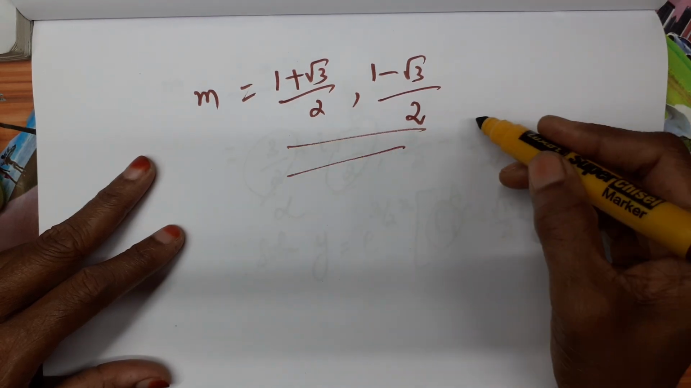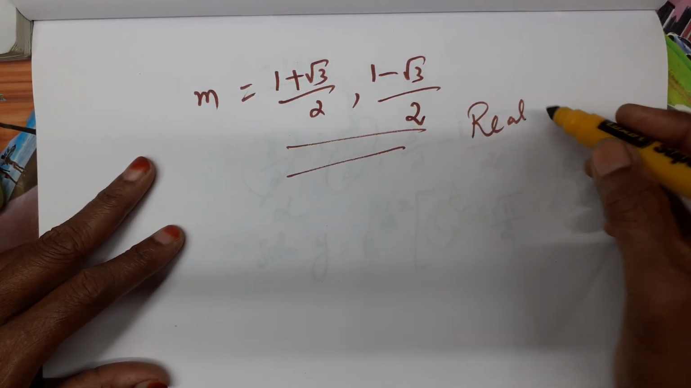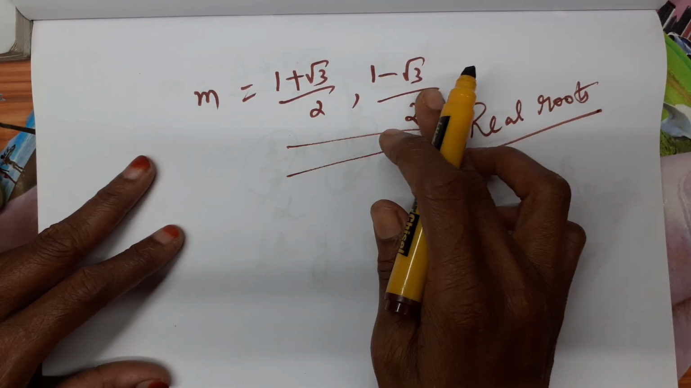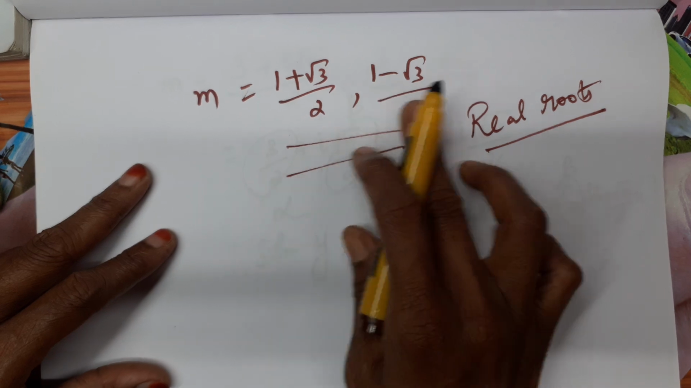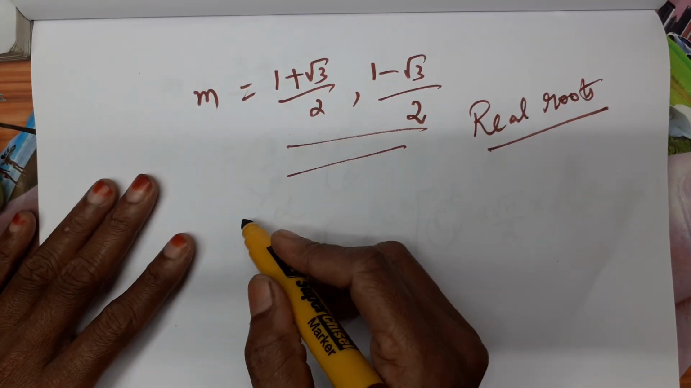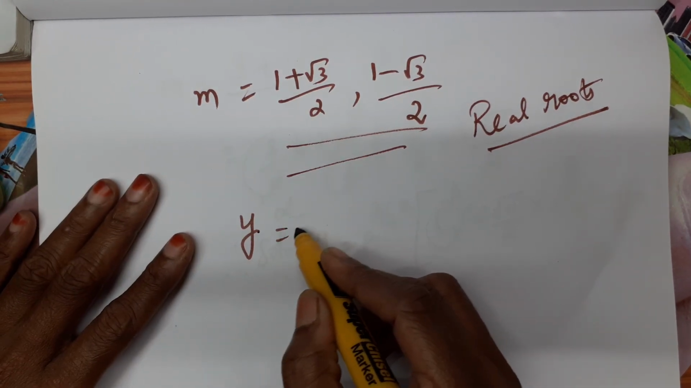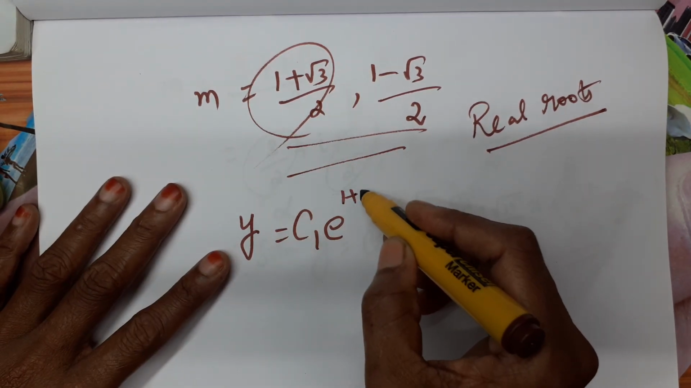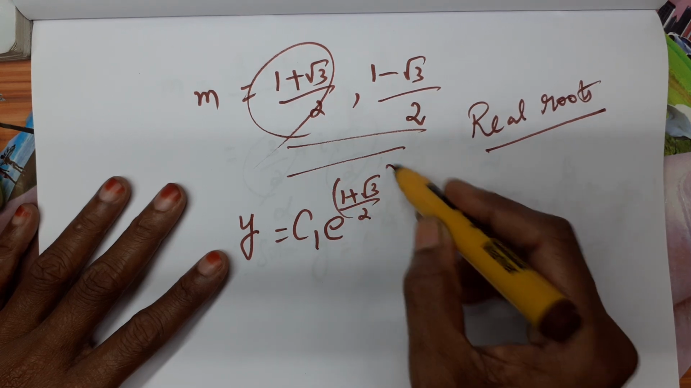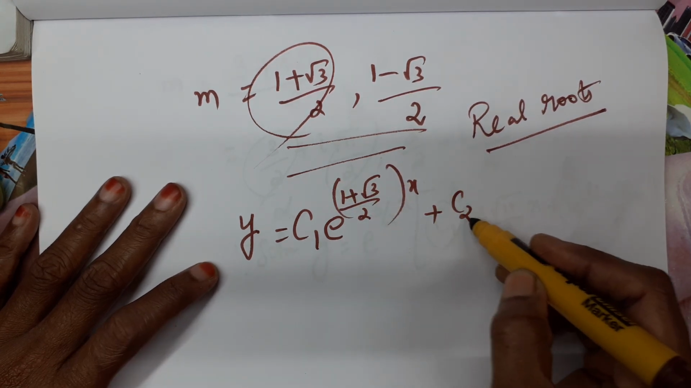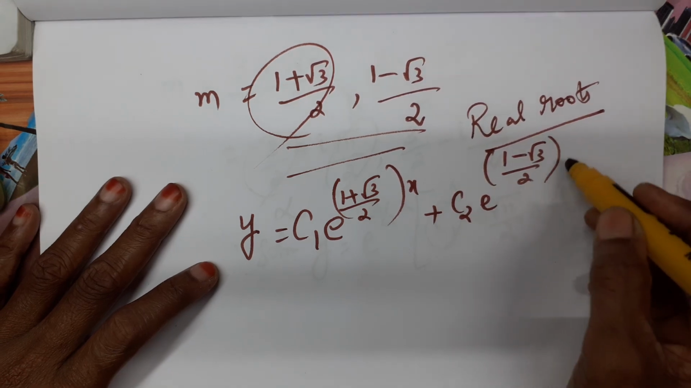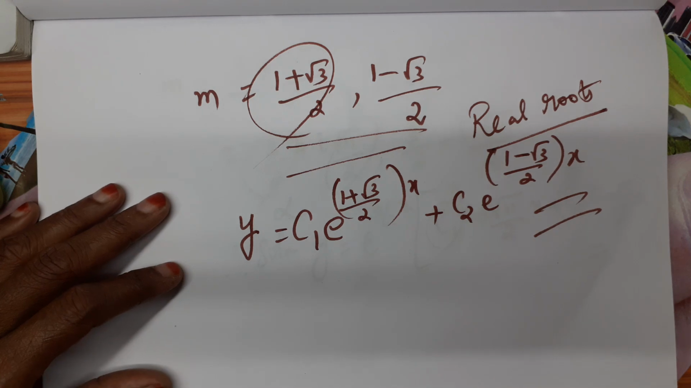These two are not imaginary roots. These are real and different roots. Imaginary means it will have an i part, that is an imaginary part. Here it is a real root. So how to write the final solution? y is equal to c1 e power the first root, 1 plus root 3 by 2 x, plus c2 e power 1 minus root 3 by 2 into x. This is the solution. Is it clear?